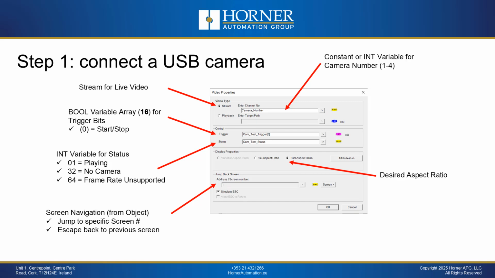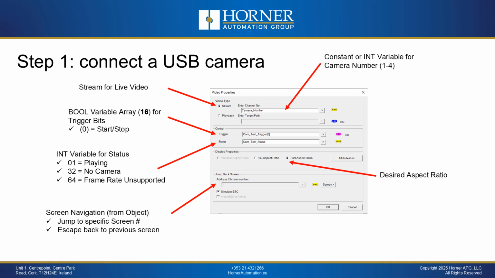There are 2 primary modes for using the video object. It can be used to play back pre-recorded video files such as help files, or it can be used for streaming live video. In this case, we are focusing on streaming live video, so the first step is to ensure that the stream option is selected in the upper left corner of the configuration dialog.